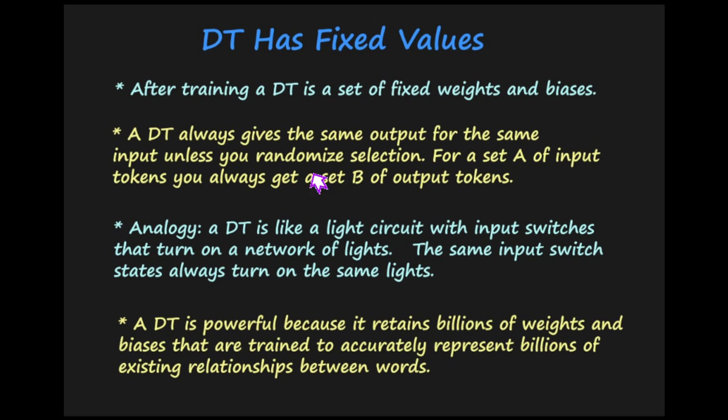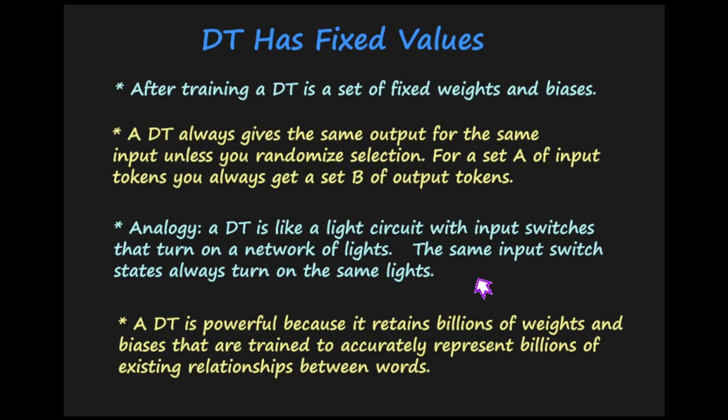And it's only randomization that changes things up, and that's outside the model, really. I thought this analogy might work. The decoder transformer is like a light circuit with input switches that turn on a network of lights. The same input switch states always turn on the same lights. The only thing is, with the decoder transformer you get billions, even trillions of weights and complicated relationships. So it's a super complicated light switch panel. It's just crazy, crazy complex. But that's sort of what it's doing, nonetheless.